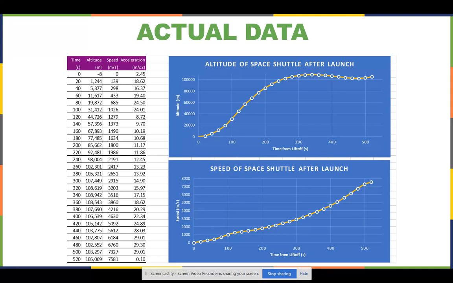So looking at the graph, the first thing you note is the altitude graph is not what you expect. What do you expect the space shuttle's altitude to do? To keep going up, right? If you look, it actually reaches a maximum here and then comes back down, but it's not outside of orbit yet. And you're like, what in the world?